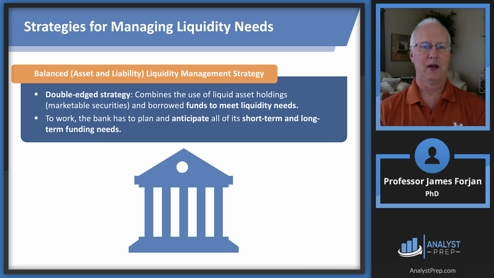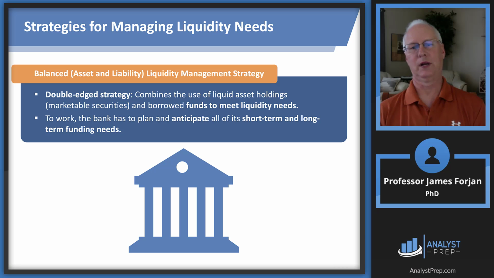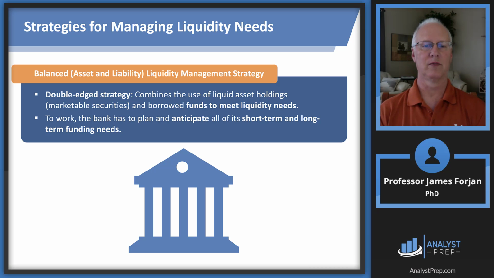And then how about if we have a balanced liquidity management strategy, assets and liabilities, which is kind of a combination of what we just described. So look at this double-edged strategy. There's the word combines: the use of liquid asset holdings and the use of borrowed funds. This one is a little bit more complex. Notice the second bullet point that we have there. The bank has to plan and anticipate all of its short-term and long-term funding needs.